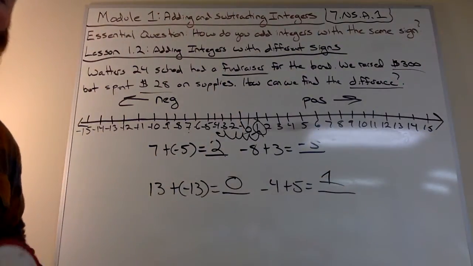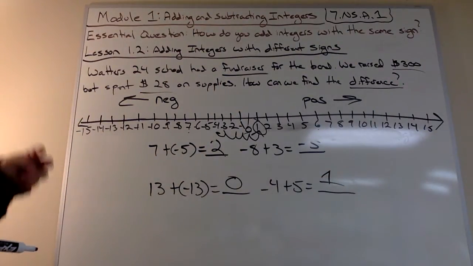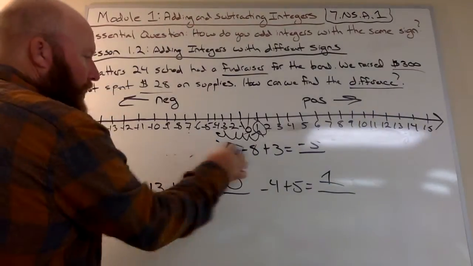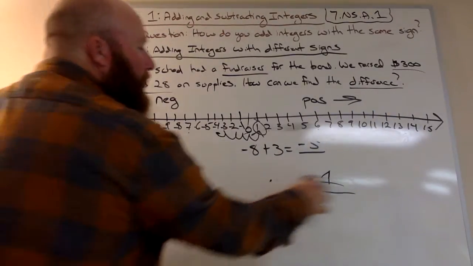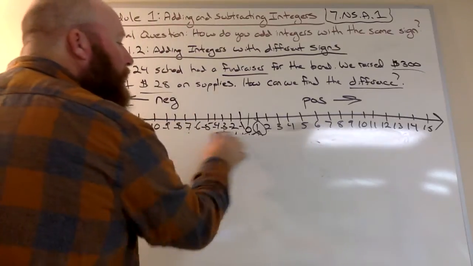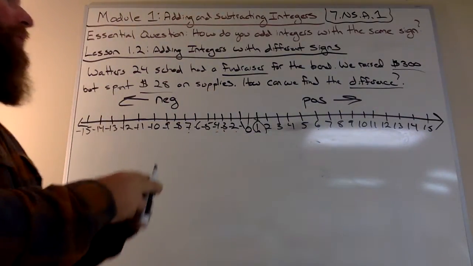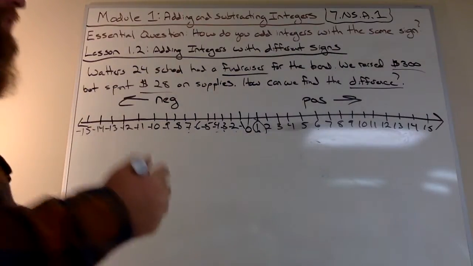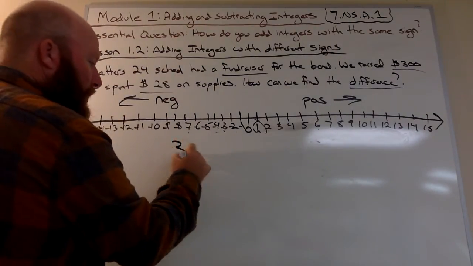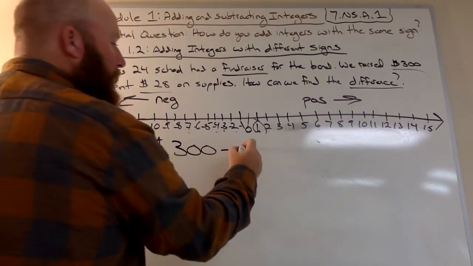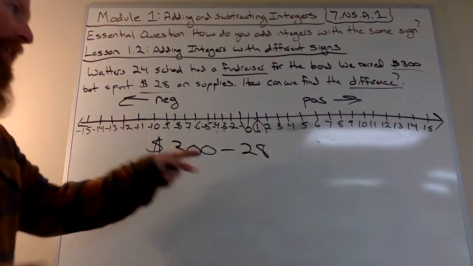Okay, so there are a lot of different ways and methods that you guys are going to use to solve all these problems. And again, when you are doing that, just continue to think about relating what you're doing to money, because the numbers are definitely going to get bigger for you. So if we go back to Waters 24, the school had a fundraiser, we had $300 we brought to the store, we had a difference of 28. So we know we can just set up the equation like this.